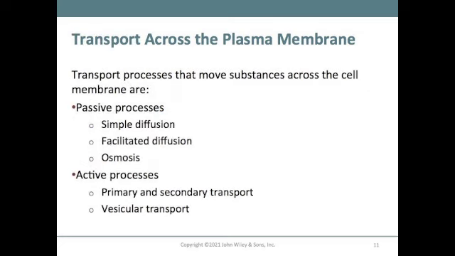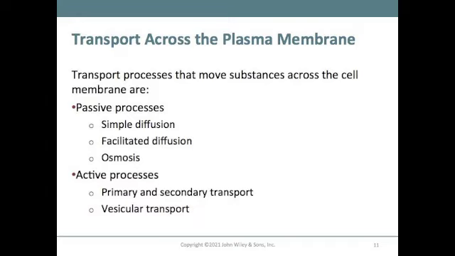Moving on to transport across the plasma membrane, substances generally move across the cellular membranes via transport processes that can be classified as passive or active. This depends on whether they require energy or not. In the passive process, a substance moves down its concentration or electrical gradient to cross the membrane using its own kinetic energy. Kinetic energy is intrinsic to the particles that are moving. This is because there is no input of energy from the cell.